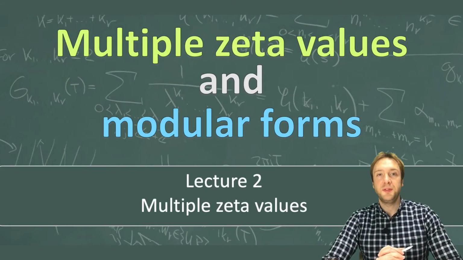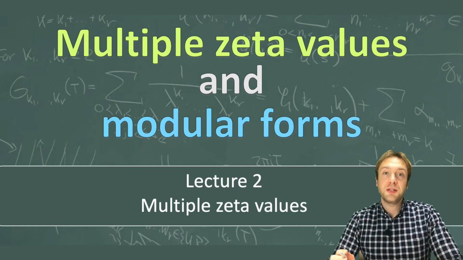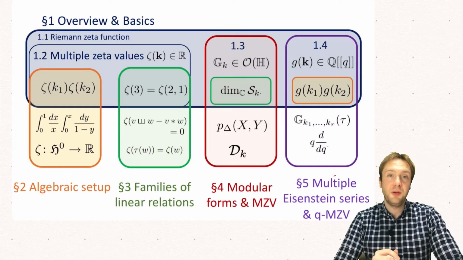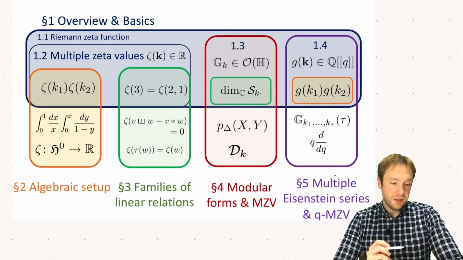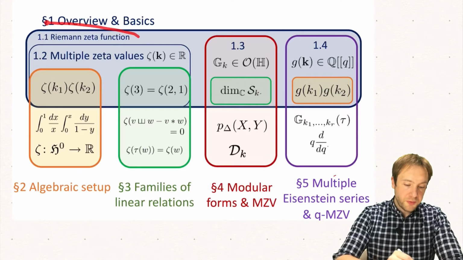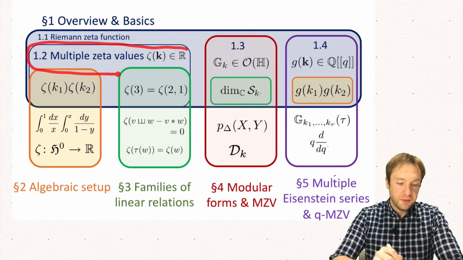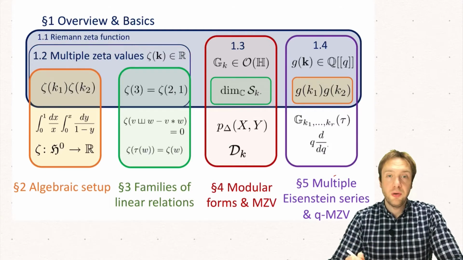Hey students, welcome to the second lecture of multiple zeta values and modular forms. So in the first lecture last time we talked about the Riemann zeta function and the values of the Riemann zeta function at even integers. So in the overview here we did subsection 1.1 and we also at the end defined multiple zeta values, which we will recall in a second.